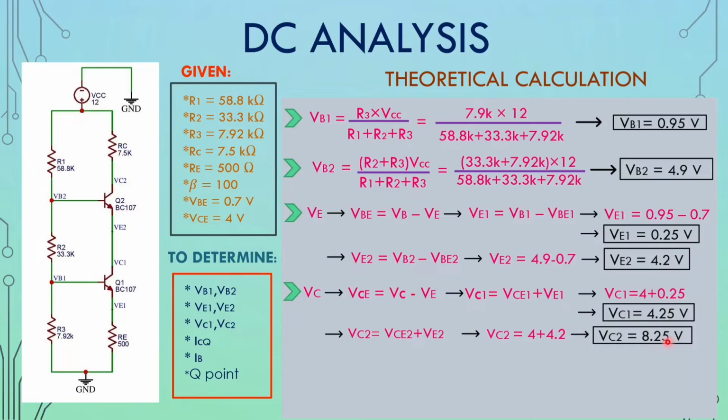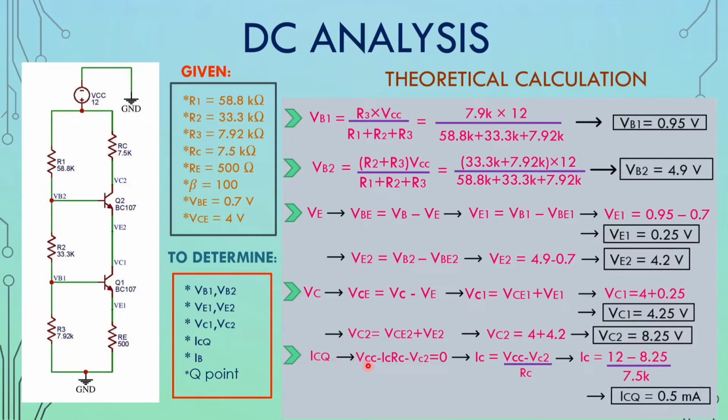Now, we have found VC1 and VC2. Next, we are going to determine ICQ1 and ICQ2. For determining ICQ1 and ICQ2, we apply KVL at the output side, so we get VCC minus IC RC minus VC2 equal to 0. From this equation, we get IC is equal to VCC minus VC2 divided by RC. After substituting the given values, we get ICQ is equal to 0.5 milliampere.